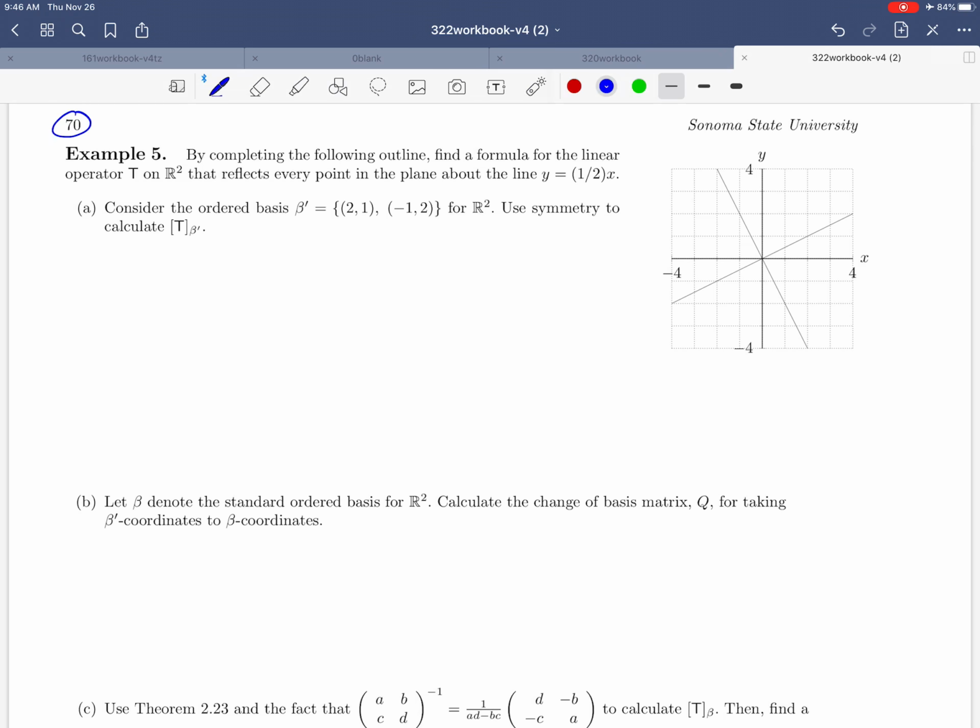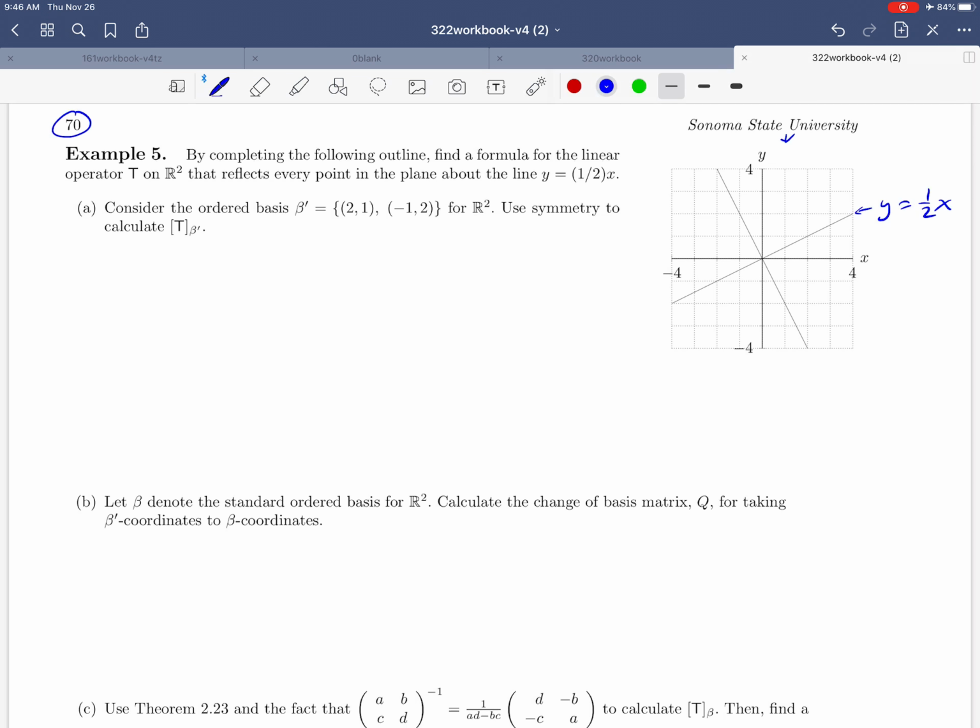By completing the following outline, find a formula for the linear operator T on R2 that reflects every point in the plane about the line y equals 1/2 x. Okay, so to help us visualize this transformation, we have a picture over here to the right. Notice that this line is y equals 1/2 x. It has a slope of 1/2 that goes through the origin.